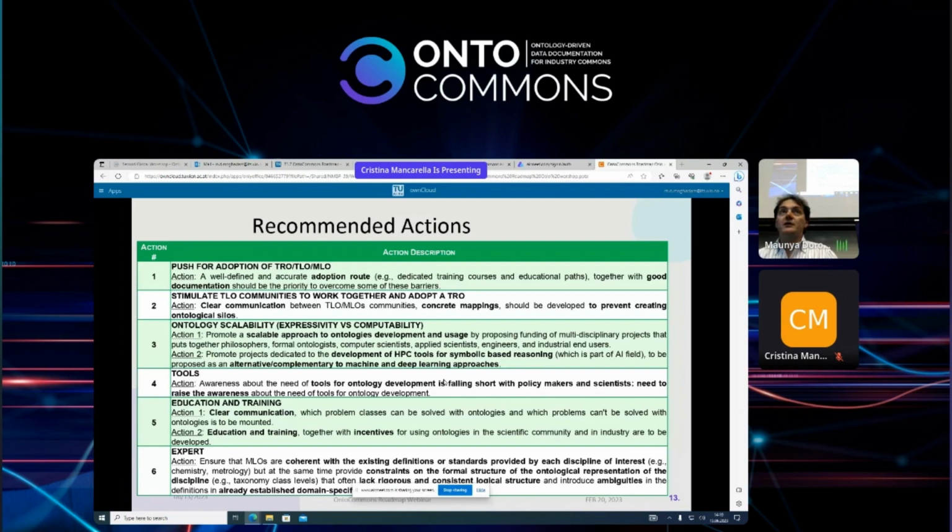We also need to make policymakers aware of the fact that we are lacking tools, and promote education and training. For example, clear communication about what an ontology can do or cannot do, and also look for education and training opportunities and incentives for the use of ontologies in an industrial field. And that's essentially all. Thank you, Emanuele.